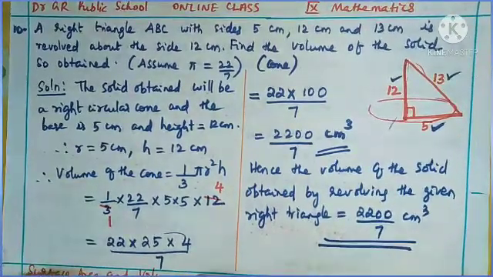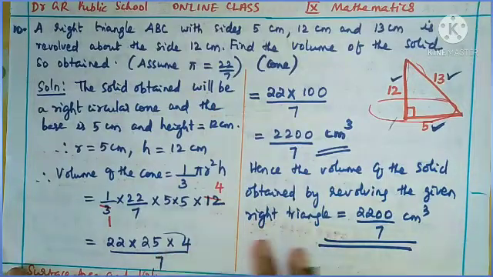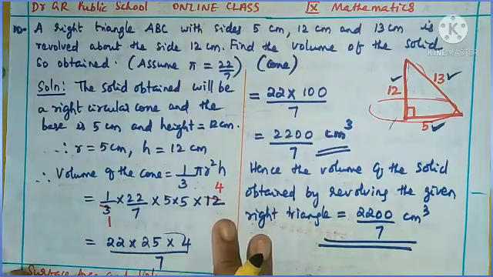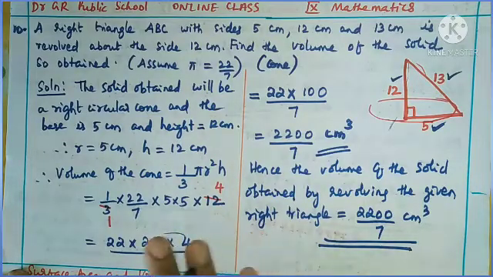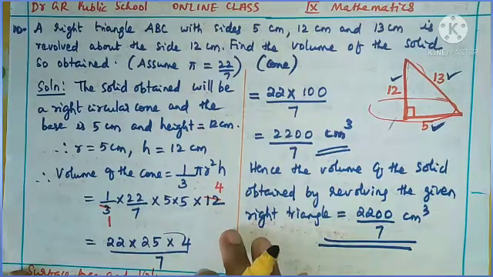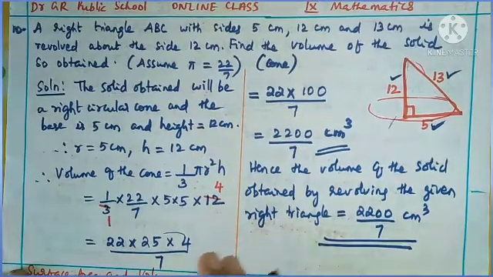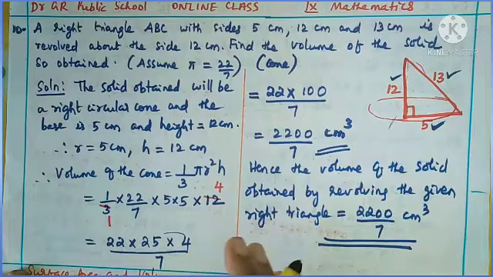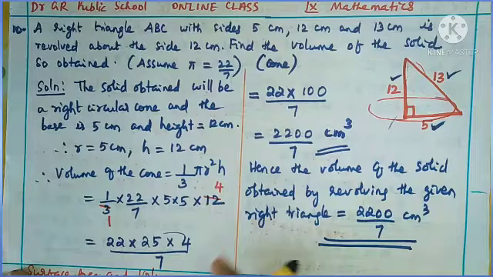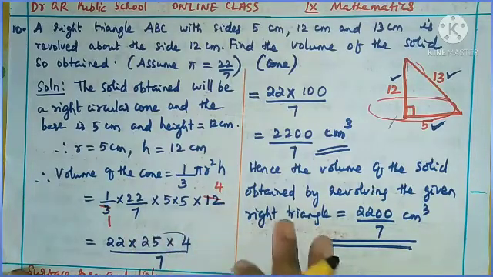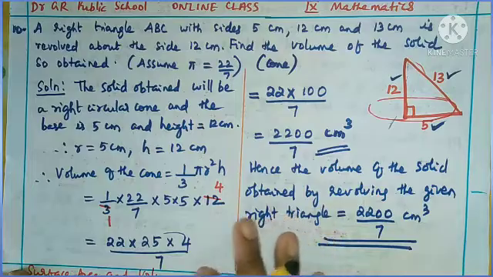I think all of you understood all the problems. Write all the problems neatly in your notebook and practice well, and make the concepts thorough about the right circular cone: how we find the curved surface area, how we find the total surface area, and what about the volume of the right circular cone. Practice all the problems and revise properly.